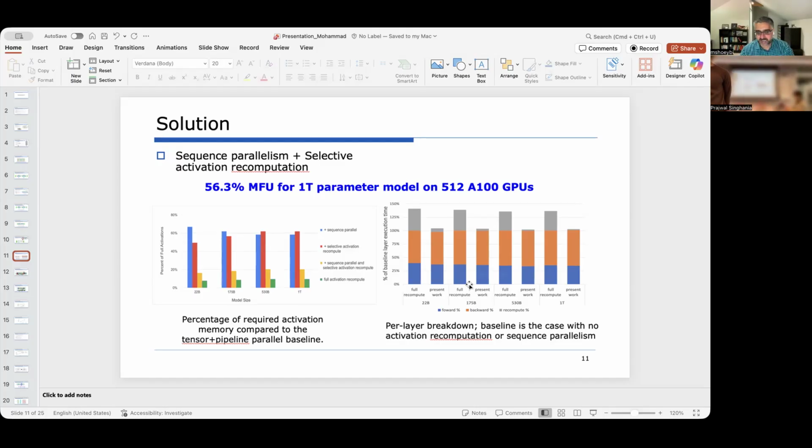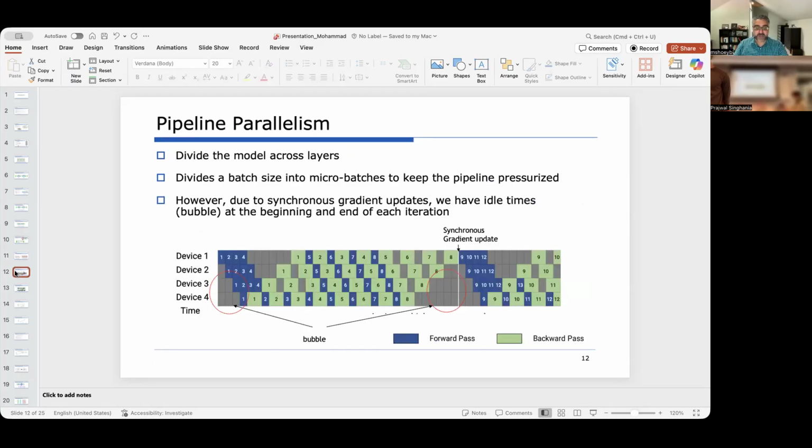But even scaling beyond that, that's not enough. One thing we can do is parallelize not only across the tensors and across the sequence, but also across the layers. That's called pipeline parallelism. The issue with that is that across layers, it's basically sequential.